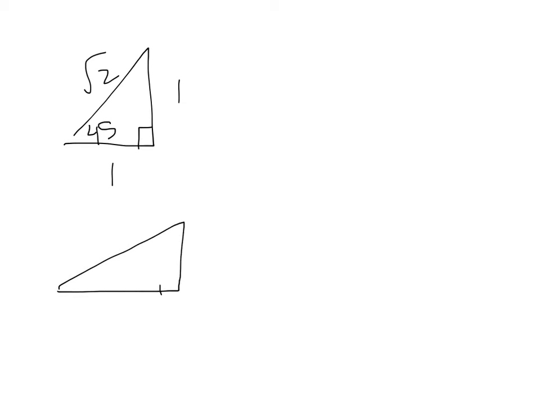Let's remember our 45/45/90 is 1, 1, root 2, and our 30/60/90 is 1, root 3, 2, with that root 3 being across from the 60, the 2 across from the 90, and that 1 across from the 30. So those are important to remember.